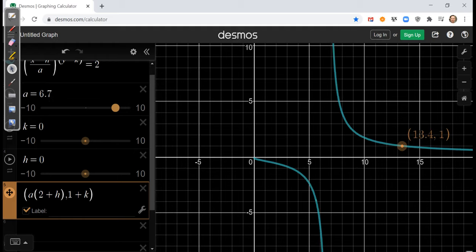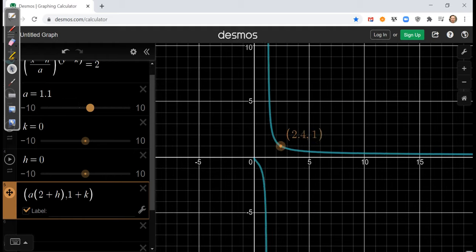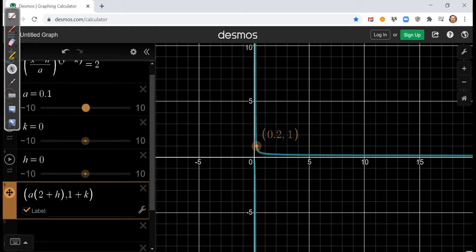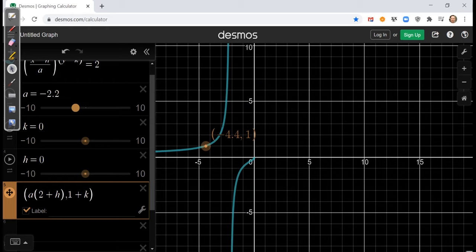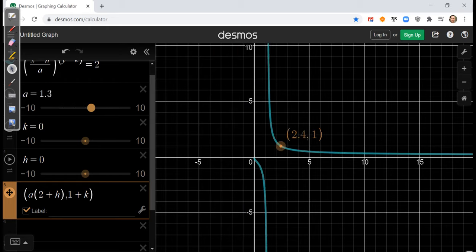If I make the a value get smaller, we're now compressing it, squishing it. If I take a negative a value, it reflects it on the other side. And as the absolute value increases, it stretches. If I go back to 1, it's as if no horizontal stretch happened whatsoever.